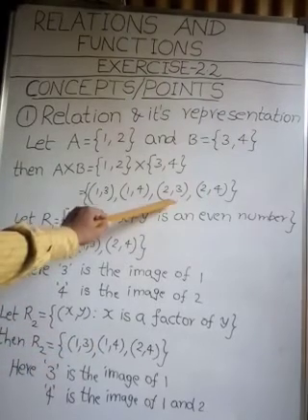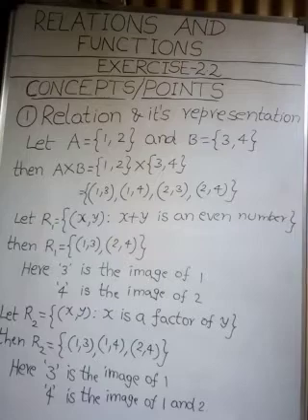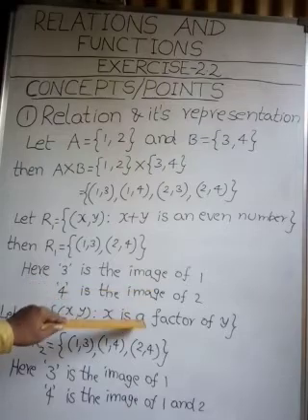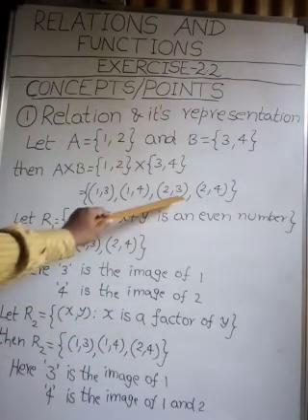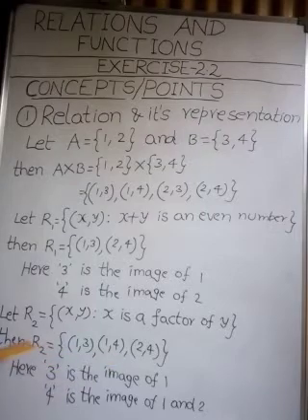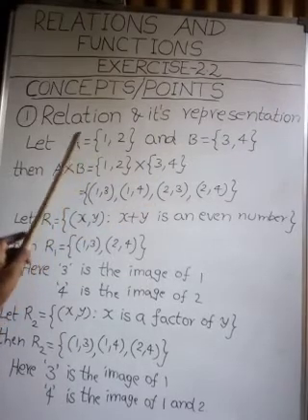Now come to the third ordered pair. 2 is a factor of 3. Is it a true statement? No, it is not a true statement. It is a false statement. That is why this ordered pair is not satisfying this relationship. That is why we should not write this ordered pair as an element in this R2. Understood this point, my dear children? Right. Any confusion, my dear children?